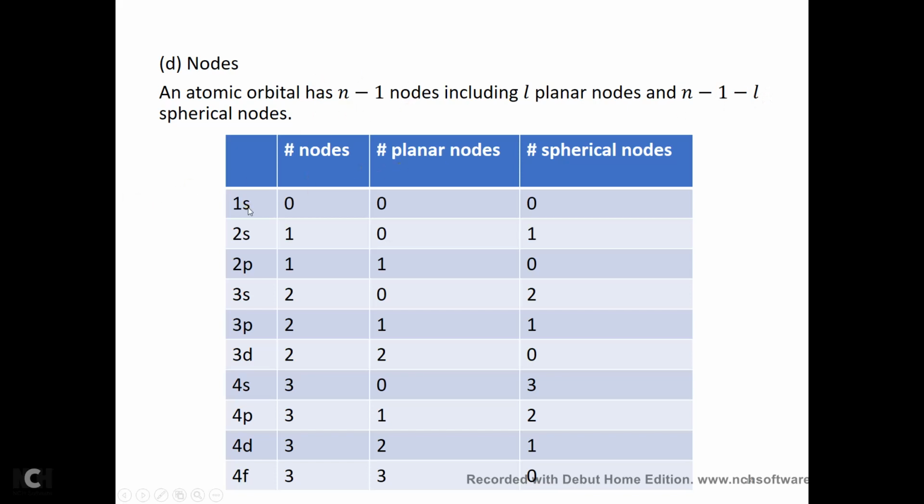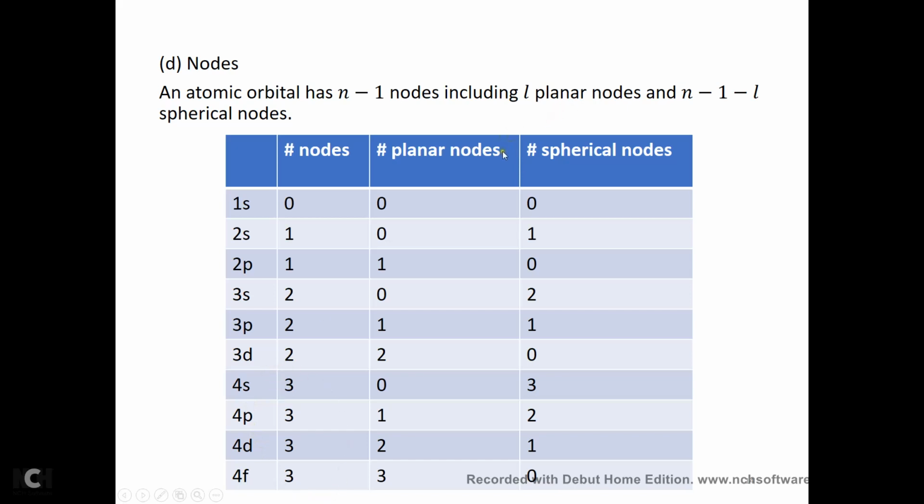So for 1s orbital, n is 1, 0 node. 2s, 2p, 1 node. 3s, 3p, 3d, 2 nodes. 4s, 4p, 4d, 4f. They all have 3 nodes.